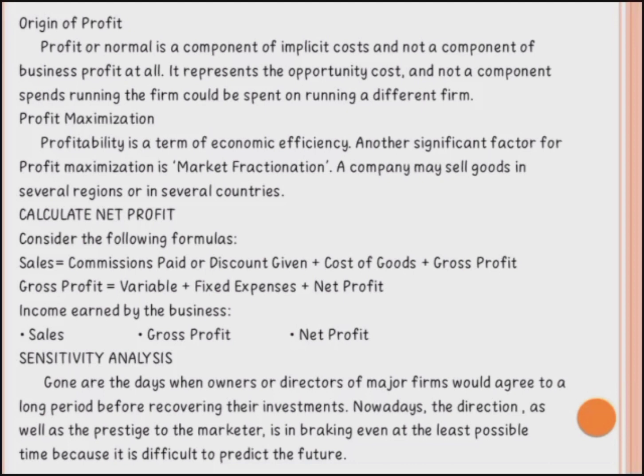Calculate net profit. Consider the following formulas: sales equal commission paid or discount given plus cost of goods plus gross profit. Gross profit equals variable plus fixed expenses plus net profit. Income earned by the business: sales, gross profit, net profit.